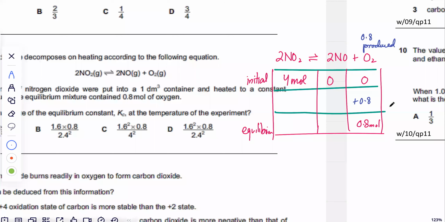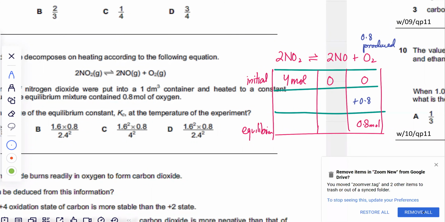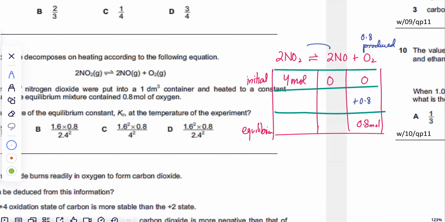Is this clear? TK, Emil, are you getting this? Yes, sir. So initially he added 4 moles, and when equilibrium was reached, he found there was 0.8 moles of O2. Where did that 0.8 moles come from? Initially there was no O2 added, so obviously a forward reaction was going on, and 0.8 moles got produced.